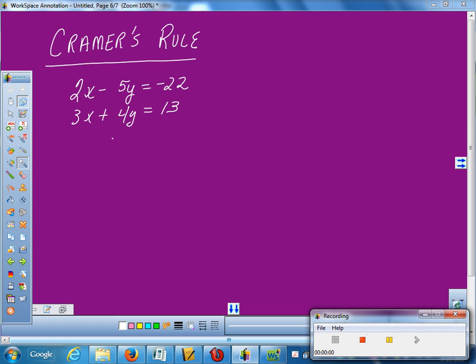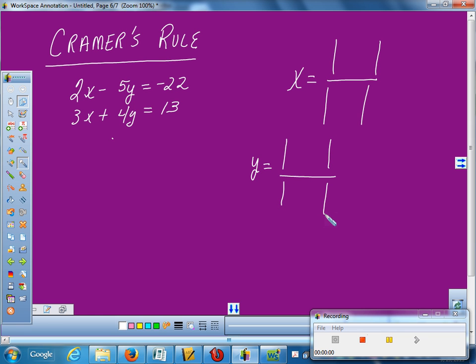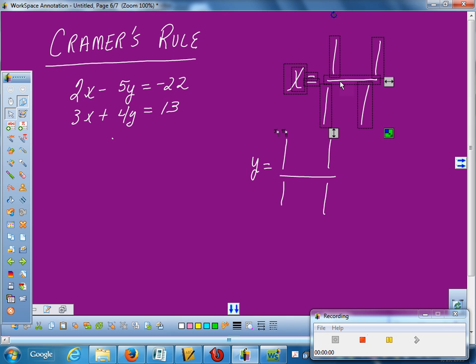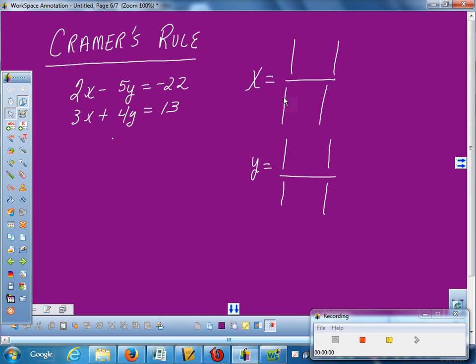When you want to solve with the determinants, to solve for x, you have to do one determinant divided by another. And to solve for y, you have to do one determinant divided by another. And I moved that over too far, so I'm going to move that back, because I'm going to need more space to my right. Okay, there we go.